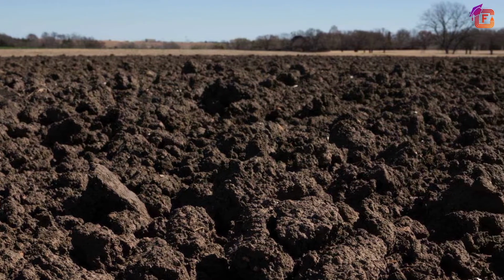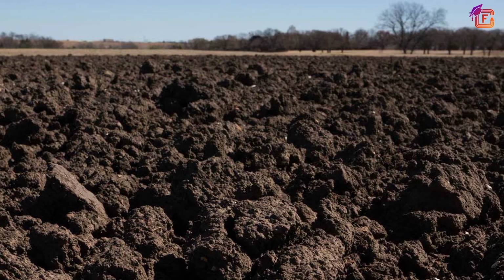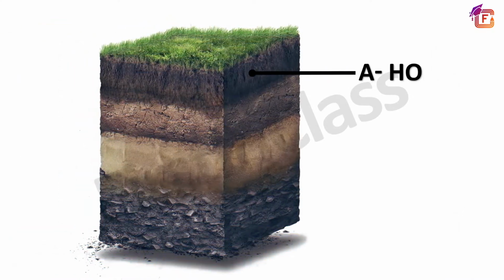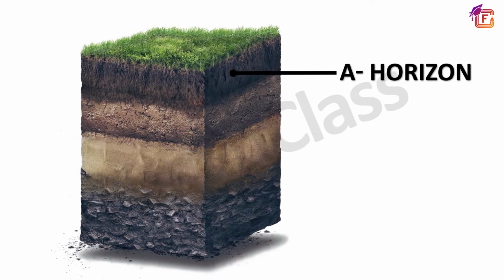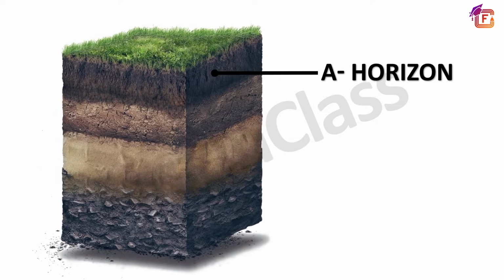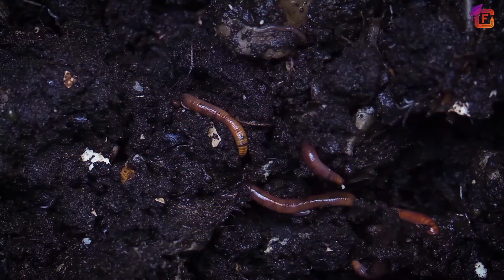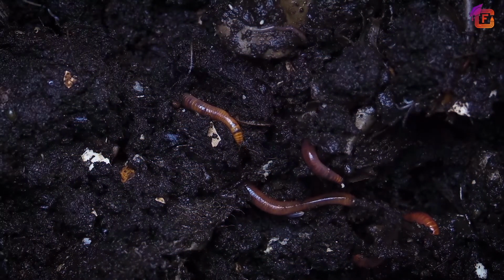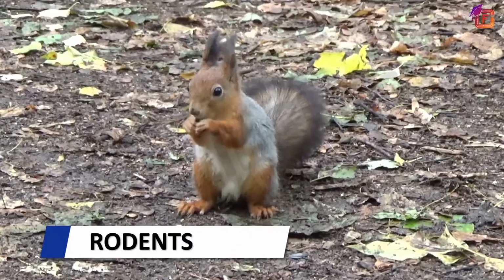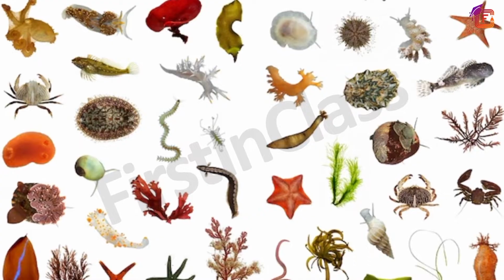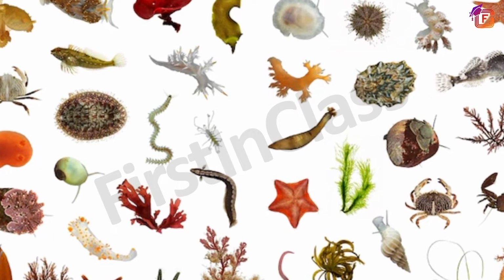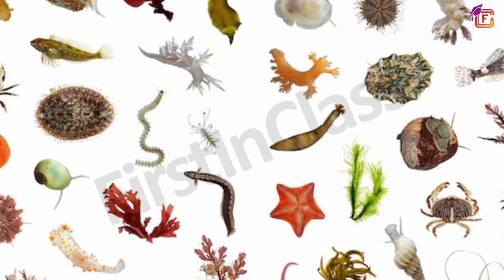This layer is dark in color due to the humus and minerals. We name this layer as A horizon. We have named the layers of soil in alphabetical order. This horizon is home to many living organisms such as worms, rodents, moles and beetles. These organisms are responsible for the death and decay of the remains of plants and animals.